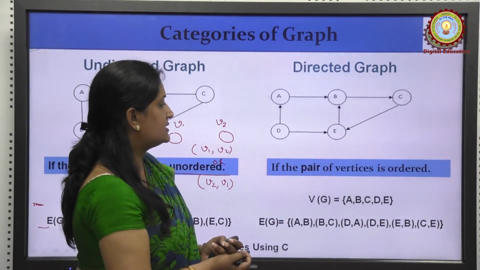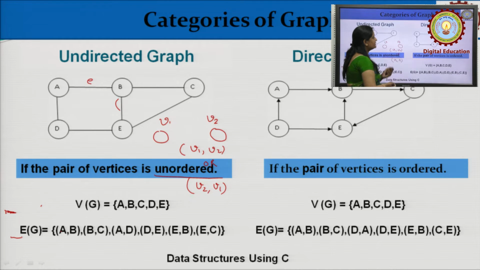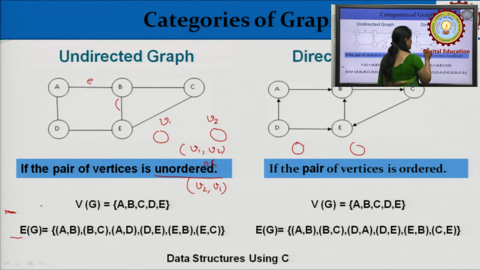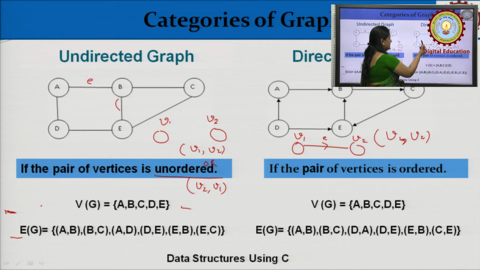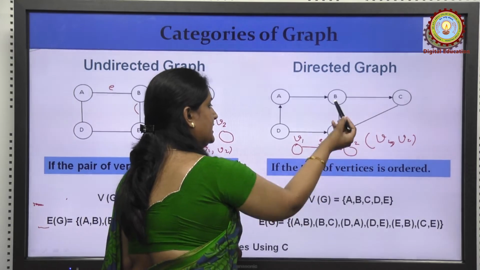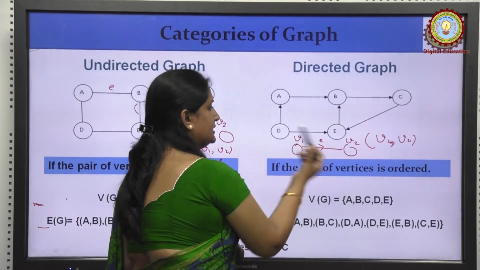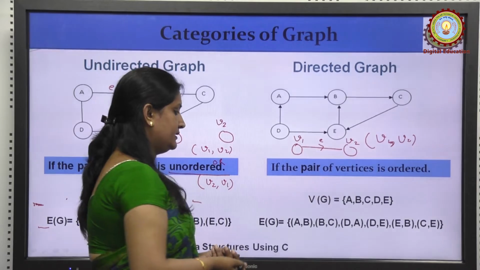Next, if the pairs of vertices are ordered, then the graph is called a directed graph. That means if there is an edge E between vertex V1 and V2, where V1 is the tail of the edge and V2 is the head of the edge, then it can be represented as V1 comma V2 only, like this. Here the edges are AB, BC, CE, EB, DA, DE. So, this is the directed graph.